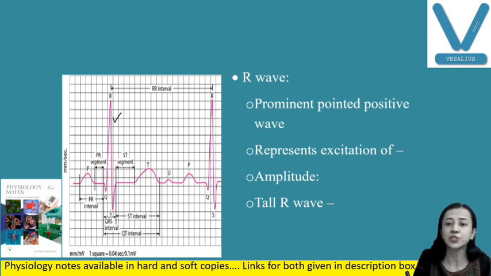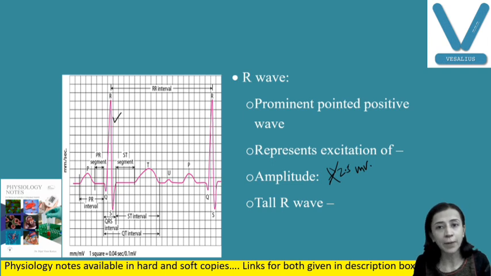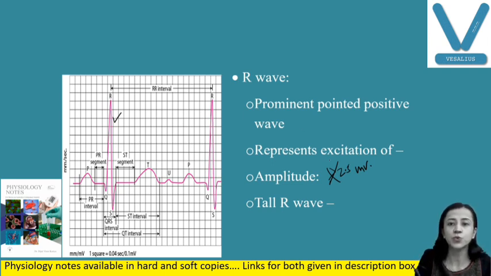Depolarization of both the ventricles. Its amplitude will never be more than 2.5 millivolt. The amplitude of the R wave denotes the functional activity of the ventricle. If the functional activity of the ventricle is increased, like in ventricular hypertrophy, you have a tall R wave, more than this 2 millivolt.